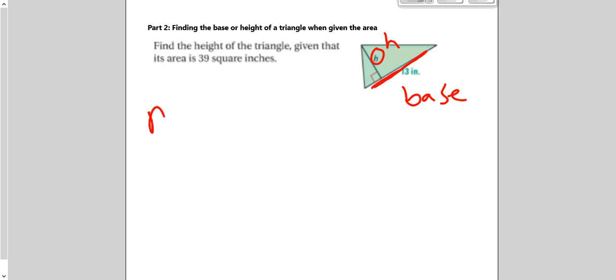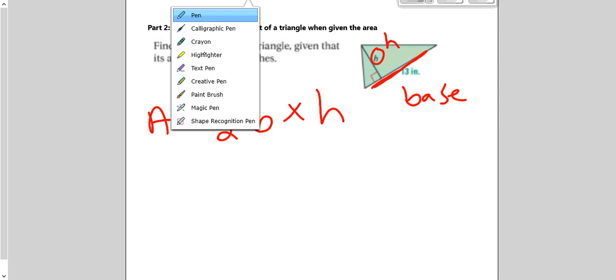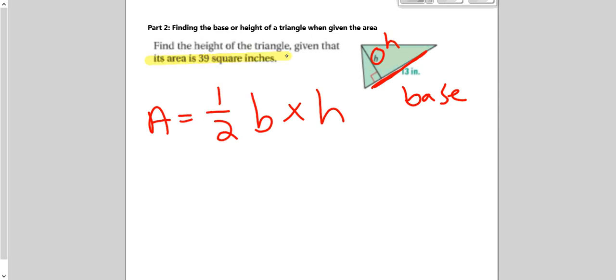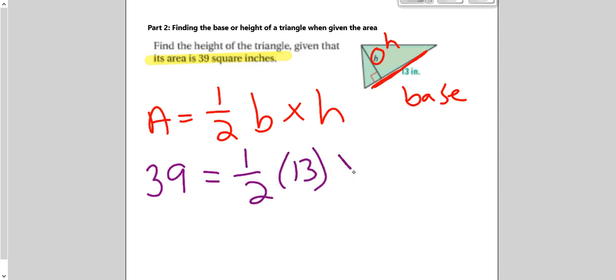So I'm going to say area is 1/2 base times height. Now, I know the area. They told us that. It was some given information, and I'll show you if you don't see it. It said the area is 39 square inches. So instead of putting A, I'm going to put 39 equals 1/2. We know the base is 13, and we don't know the h.